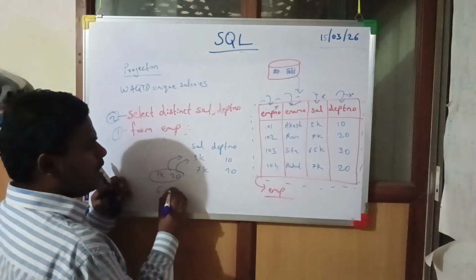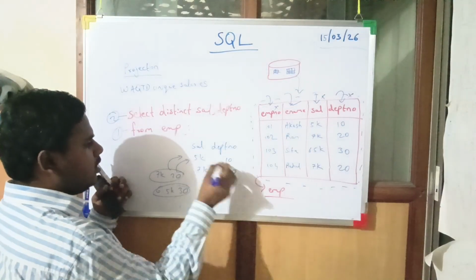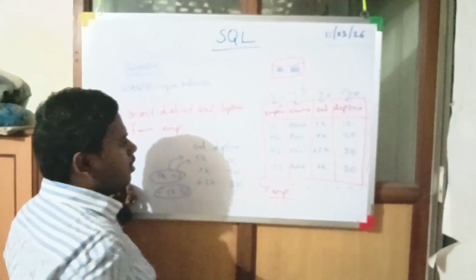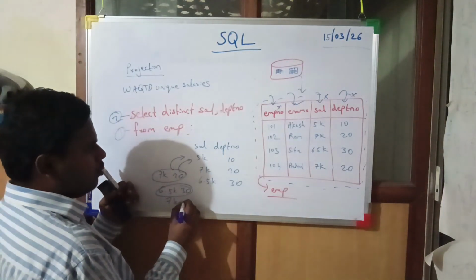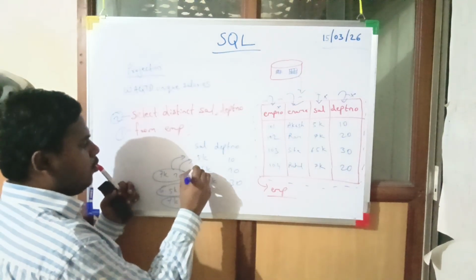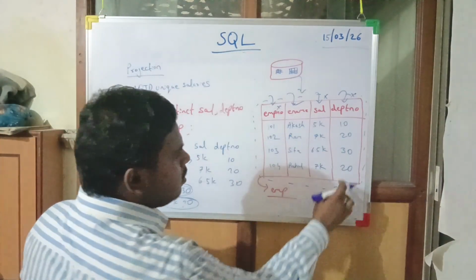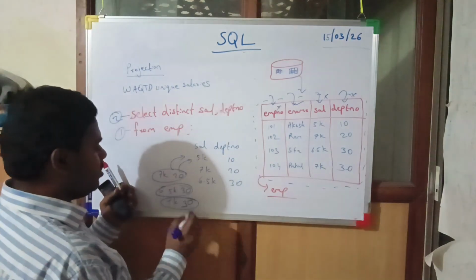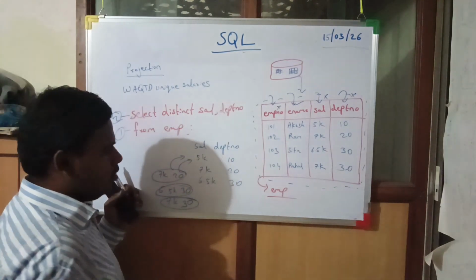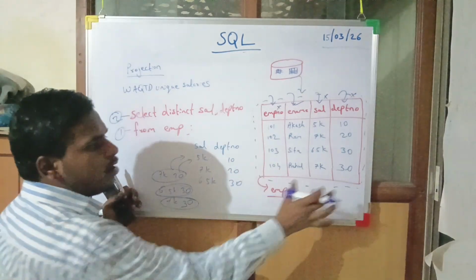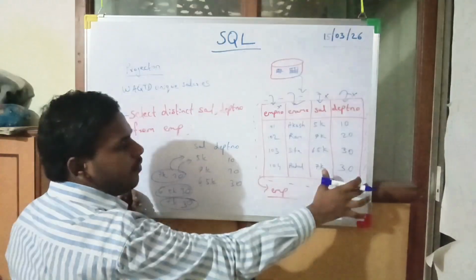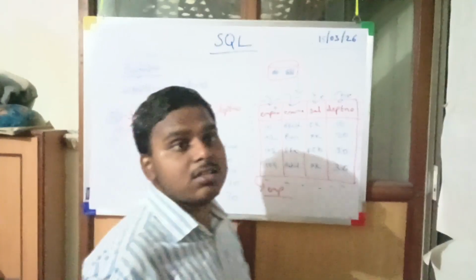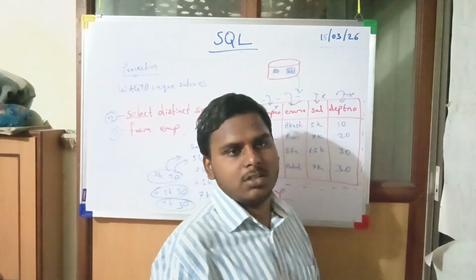Now third, 6.5k 30. Is 6.5k 30 there in the first two records? No, so it will be there. And now again 7k and 20. 7k 20 is repeated above, so it will not be accepted. But suppose I change the department number to 30. Is 7k 30 there in the above three records? No. Records means rows are duplicated, not values. So 7k 30 will be accepted. This is how distinct will work. Distinct will remove the combination of duplicates.